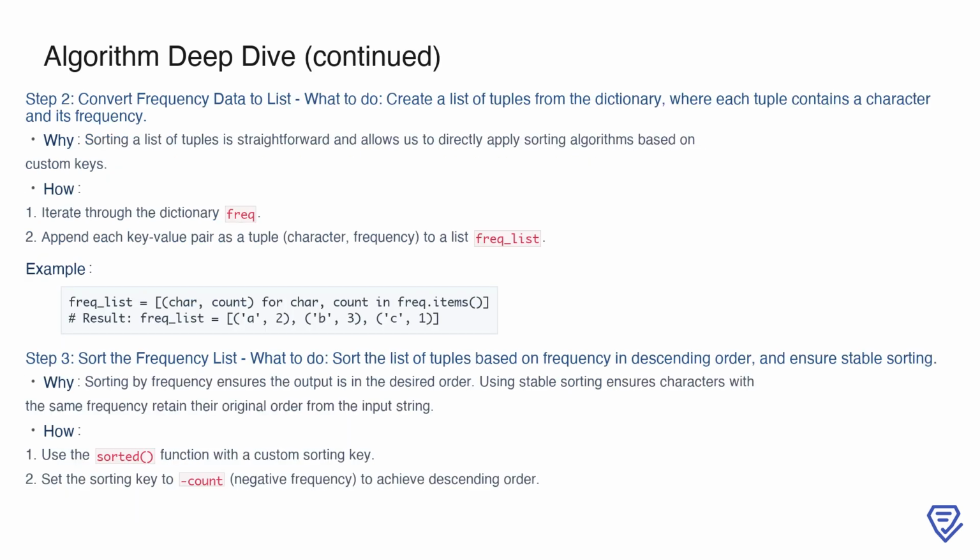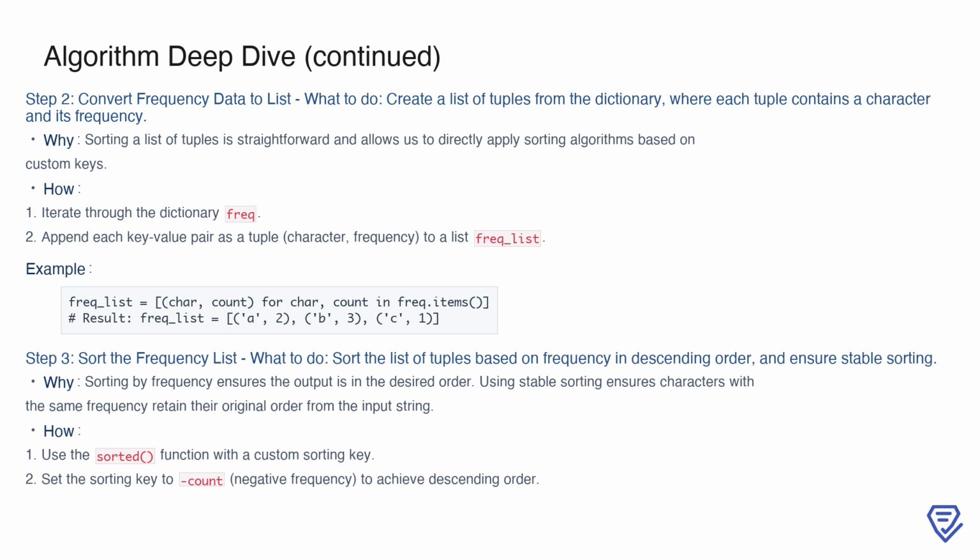This frequency dictionary forms the foundation for the subsequent steps in the algorithm. Once we have the frequency dictionary, the next step is to convert this data into a more sortable format. Specifically, we transform the dictionary into a list of tuples, where each tuple contains a character and its frequency. This is important because sorting a list of tuples is straightforward and allows us to define a custom sorting key. To achieve this, we iterate through the dictionary and append each key-value pair as a tuple to a new list, which we can call frequency_list. For instance, using the earlier dictionary, the resulting list would be (a, 2), (b, 3), (c, 1).